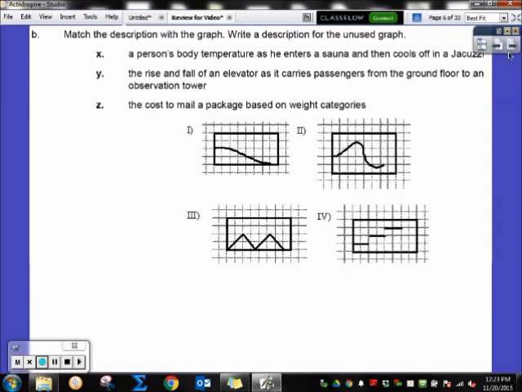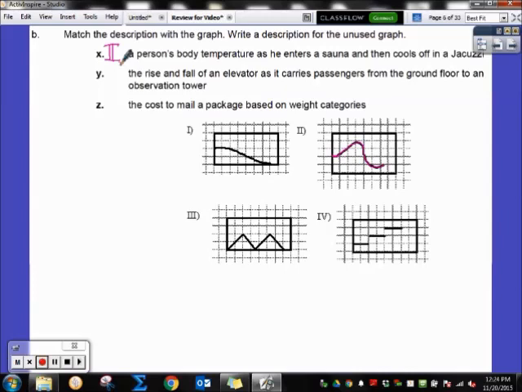So if we have a person's body temperature as he enters the sauna and then cools down in a jacuzzi, I'm looking at number 2 here. We have a constant temperature normally, but whenever we get in the sauna our temperature is going to increase. Then if we get in the jacuzzi to cool off, it's going to decrease real fast, and then it'll eventually even back out. So the answer for X would be number 2.